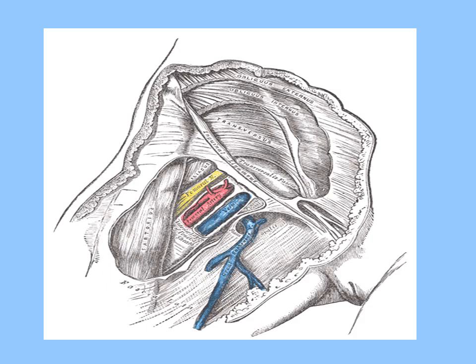Here's another picture of the triangle. This is an old picture from Gray's Anatomy. Here is the sartorius. Here's adductor longus, and there's the inguinal ligament. The floor would be the iliopsoas, and deep to this complex is the pectineus. Here you see the femoral nerve, femoral artery, femoral vein.